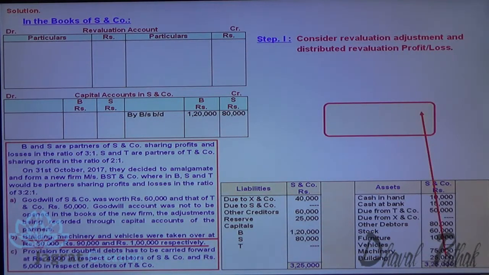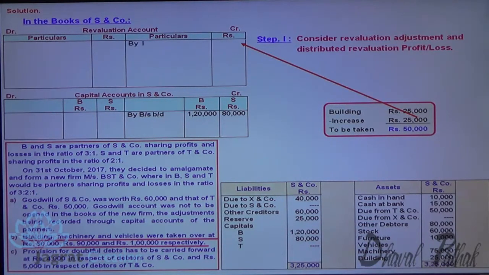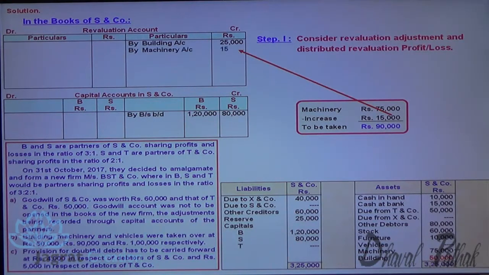So what is the increase in value of building? 25,000. Revalued at 50,000, so increase in value of building is 25,000. That is required to be credited to revaluation account. And the building will appear in the balance sheet at a new value of 50,000. Next, same way, machinery 75,000. Valuation made 90,000. Increase in value of machinery 15,000. This is again credited to revaluation account. New value of machinery will appear in the balance sheet. This is how this adjustment is considered.